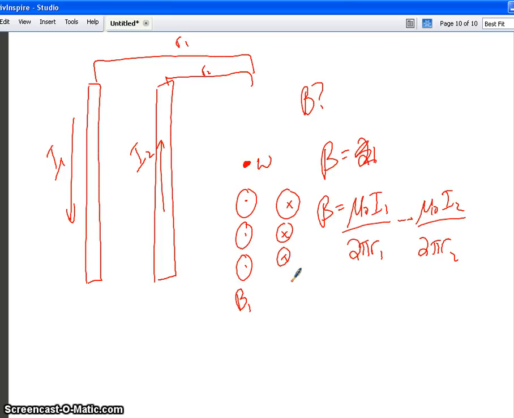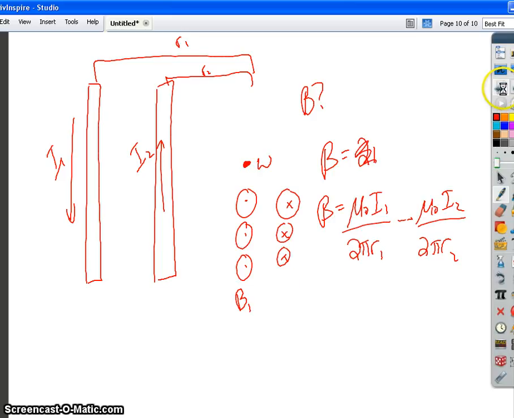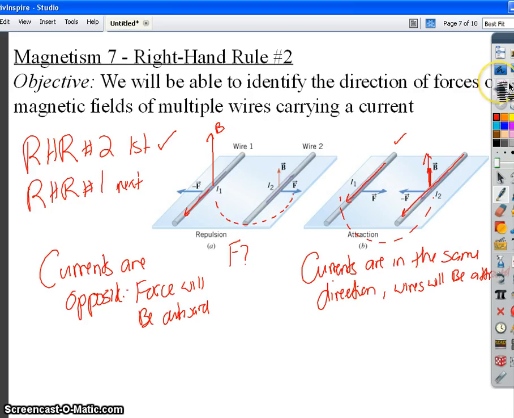Once again, I understand if you did not understand this lesson completely, we will go over it in class and we'll have props and all kinds of stuff. But the reality is if you have multiple wires, you need to do both right-hand rule number 2 and right-hand rule number 1, and you need to figure out the direction of magnetic fields and forces. And if you understand that, then you have 95% of the questions that I probably will ask you.